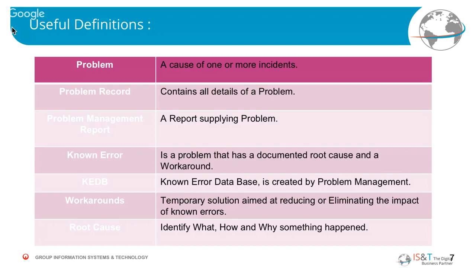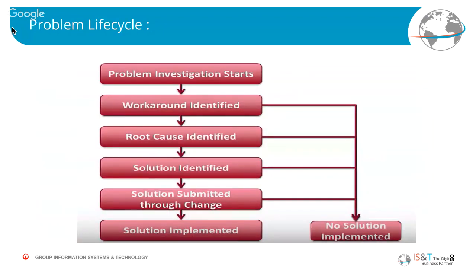Okay, so now let's discover the problem life cycle. Here is the problem life cycle. The problem investigation starts when the record is created. We may find the workaround identified, which is something that can immediately put people back online, and we can document that in the problem record.